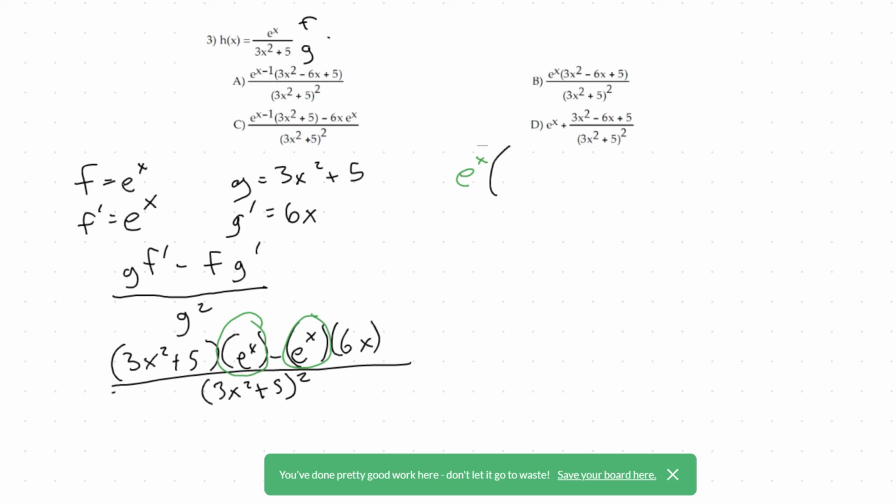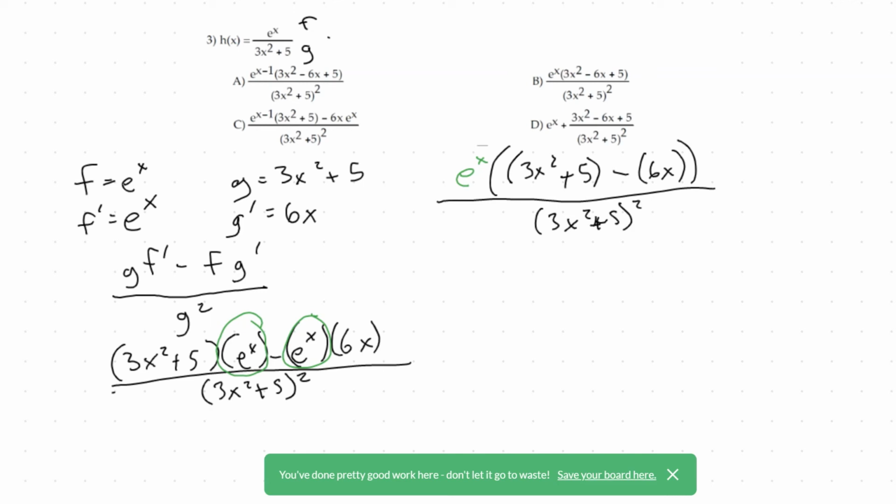And what's that going to leave us with? Well, we're going to have still that 3x squared plus 5 term. Once we factor out the e to the x, we do still have that term. There's a minus sign right there, and then there's a 6x term right here. So we're going to have that as well. That's going to be the numerator now. And the denominator is 3x squared plus 5 squared.